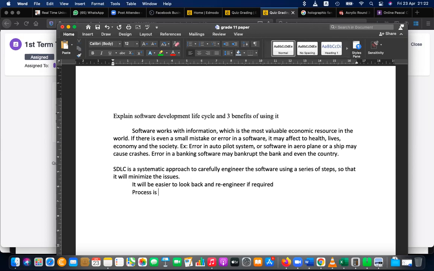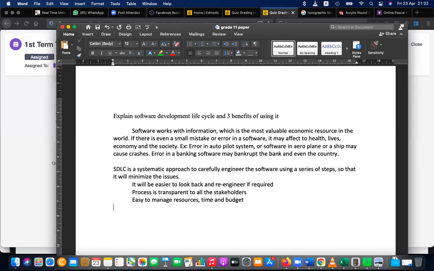The process is transparent to all the stakeholders. It is easy to manage resources, time, and budget. And those are the plus points.